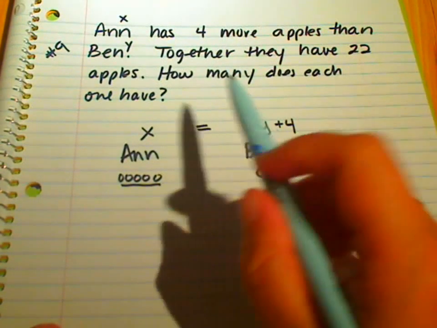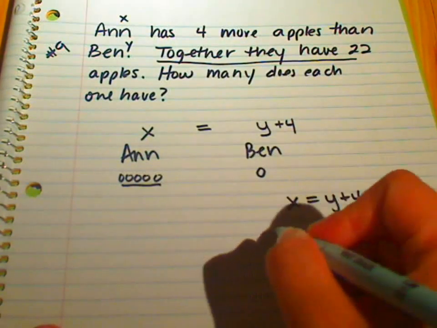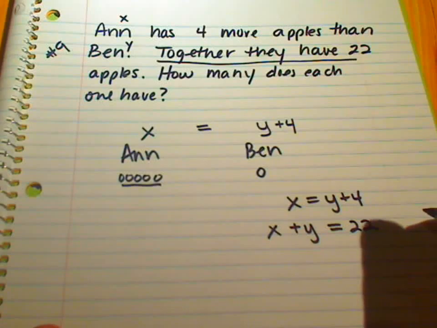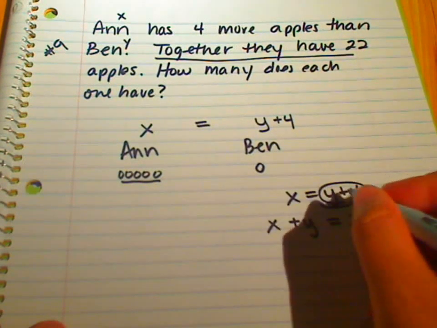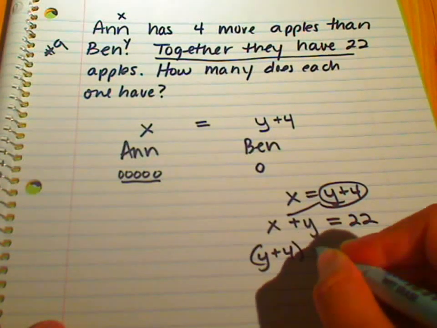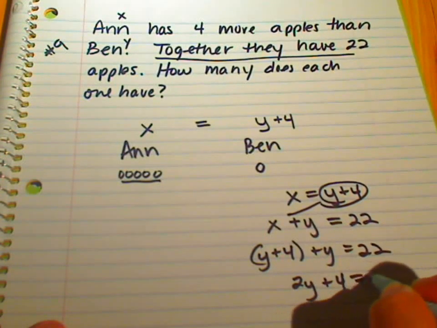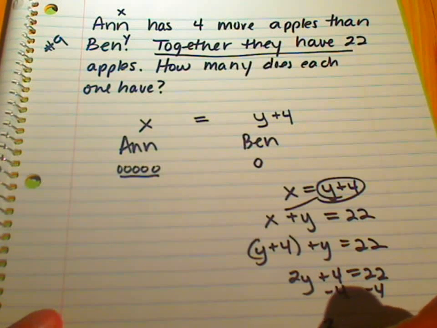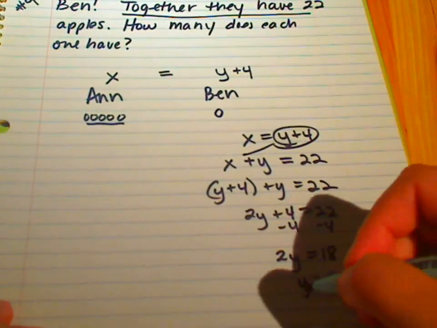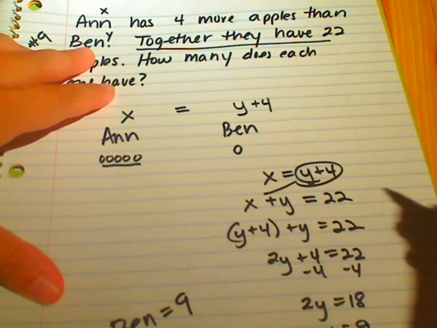And then I have together, so here's another equation. Together they have 22. Well, if I'm combining Anne's and Ben's together, their total should be 22. So again, I have to solve for X, so if I plug it in, I have Y plus 4 plus Y from here equals 22. I have 2Y plus 4 equals 22. Subtract 4. I have 2Y equals 18. Y equals 9.